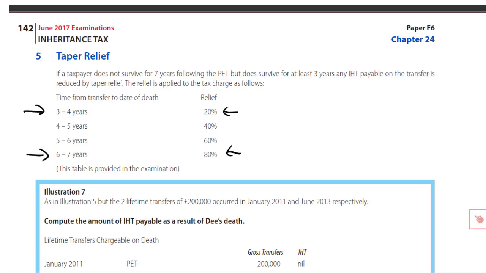And in between, we get the movement, as we said, in 20 percentage points. Survive between 4 to 5 years, 40% reduction. Survive for 6 years, a 60% reduction for taper relief.